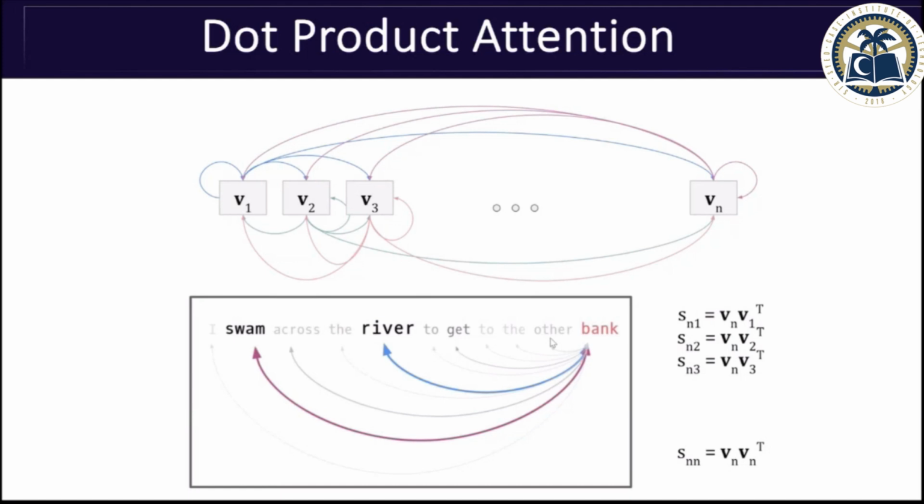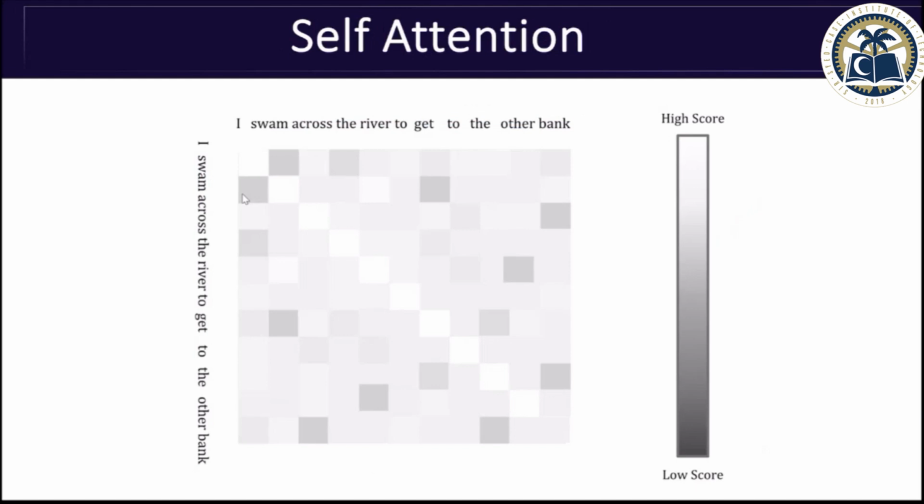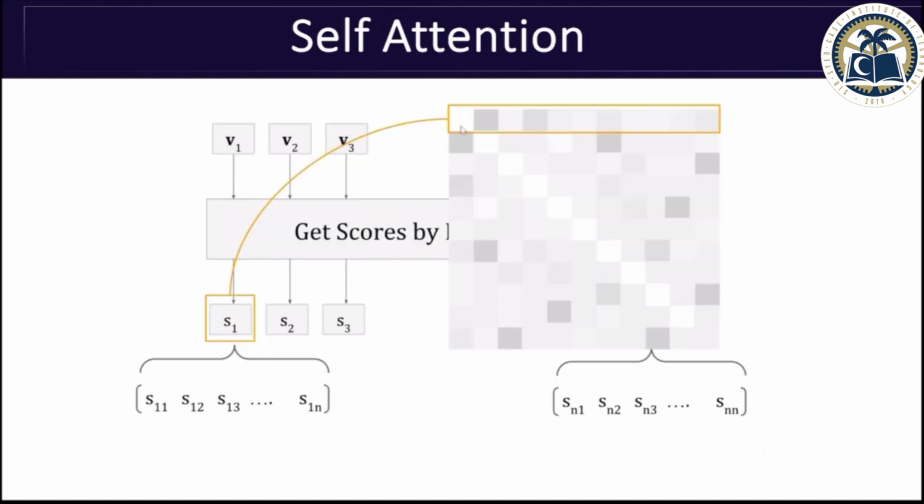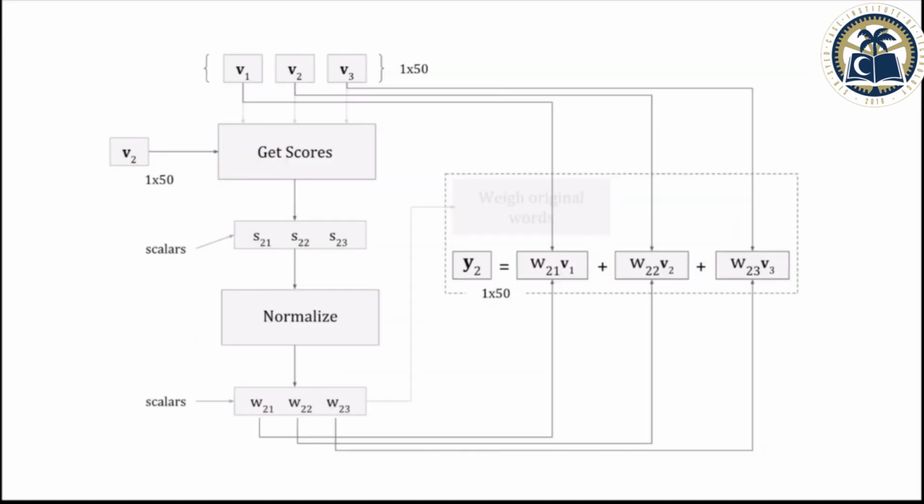For example, swam relates to the river and also to the bank, but then there is another relationship where swam also relates to who swam: I swam. Okay, so for every word there is some relationship with the other words. This multi-head attention makes sure that the relationship of every word with every other word is understood by this engine, and that's how it creates a self-attention matrix, and then it creates all the weights, and then it multiplies all these vectors with all these weights.